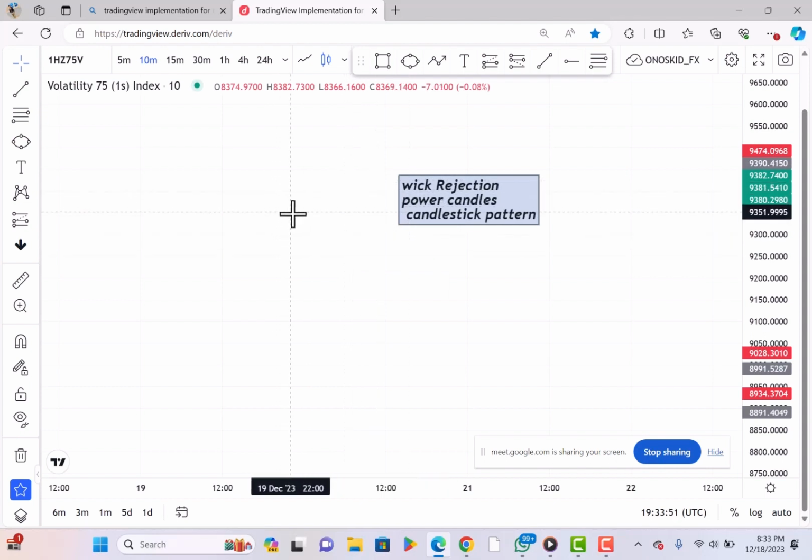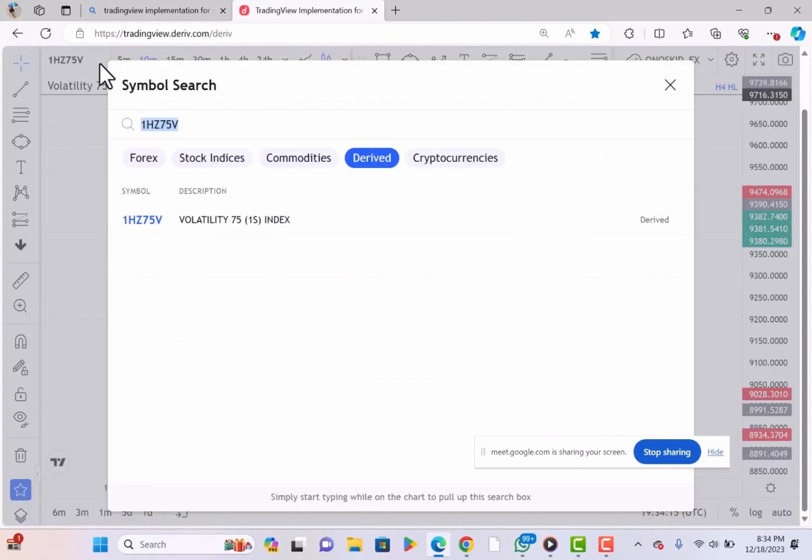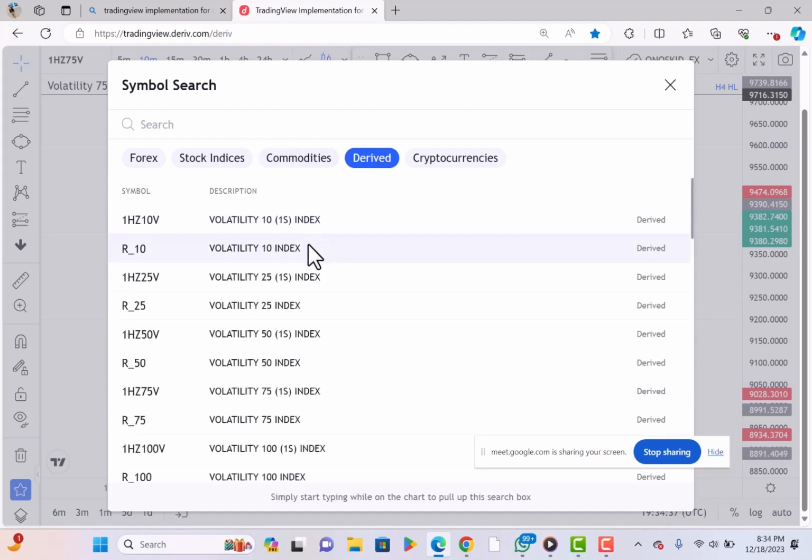So in trading the synthetic market, I've introduced you guys to the synthetic trading view. Before I proceed to talking about candlesticks, I just want to show you the kind of pairs that are available for you to trade. Here we have forex, stock indices, commodities, derivatives, and then cryptocurrencies. Like I told you before, there are different things that you can trade, but what we are interested in is the derivative pairs. These are the various derivative pairs that are available for us.